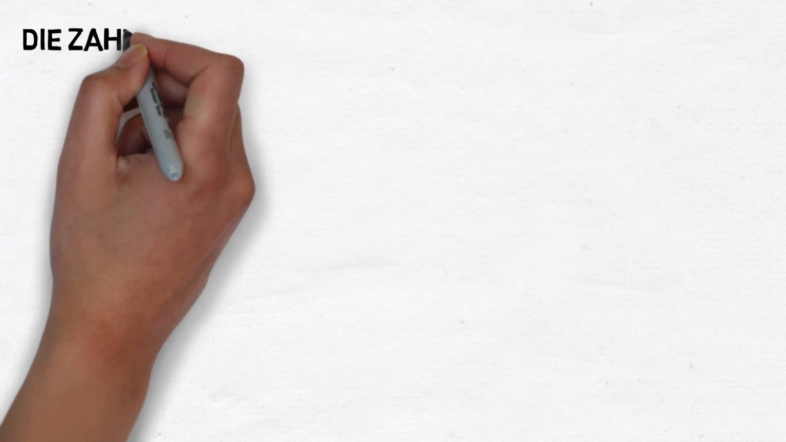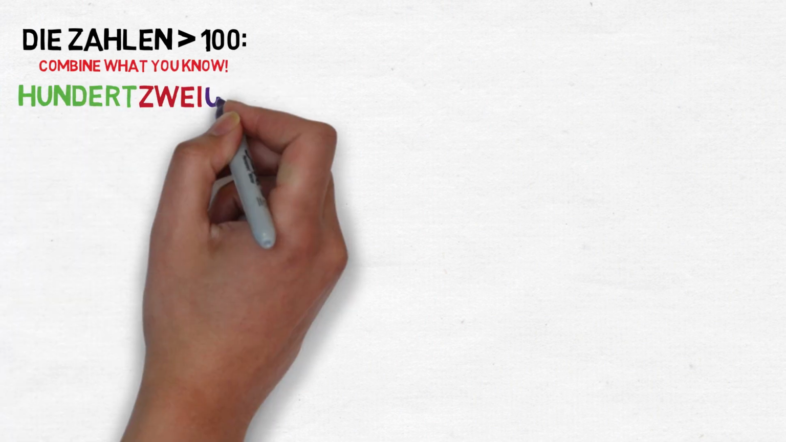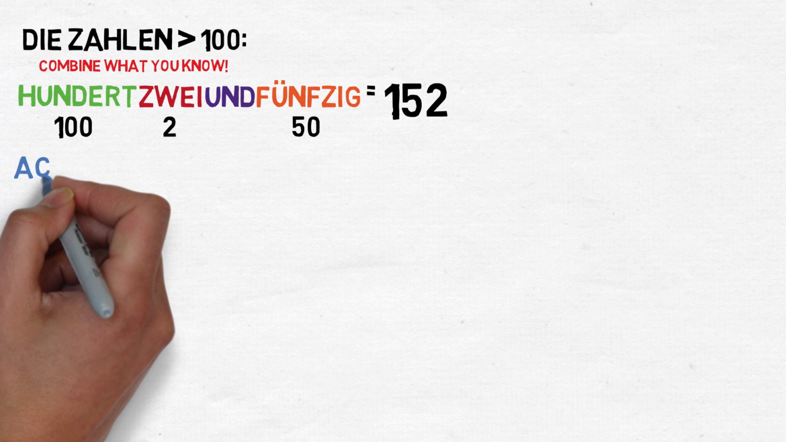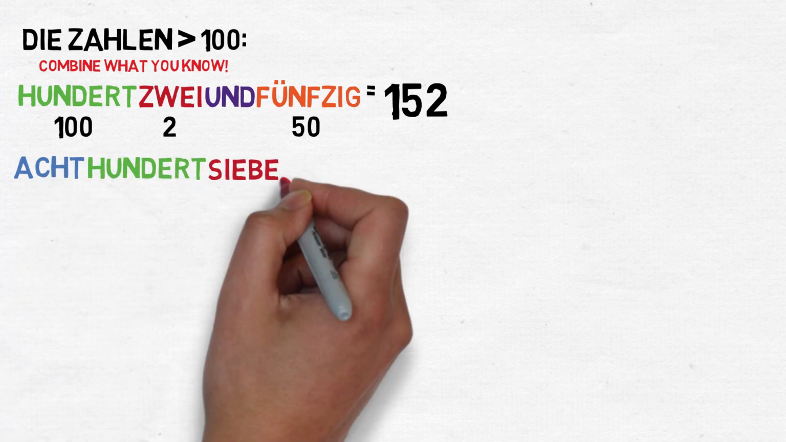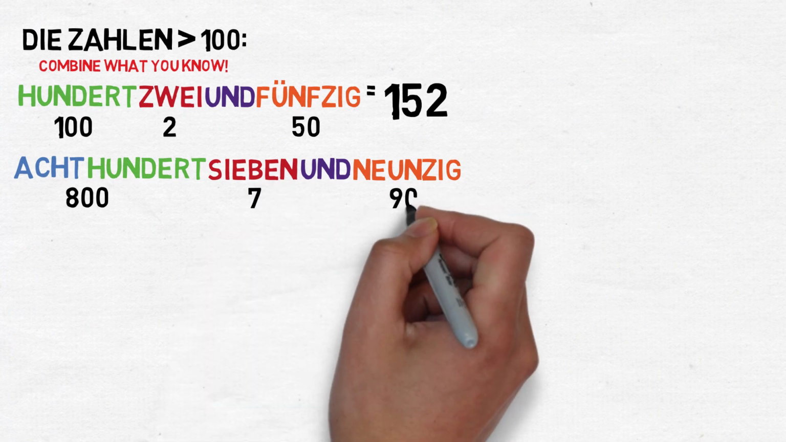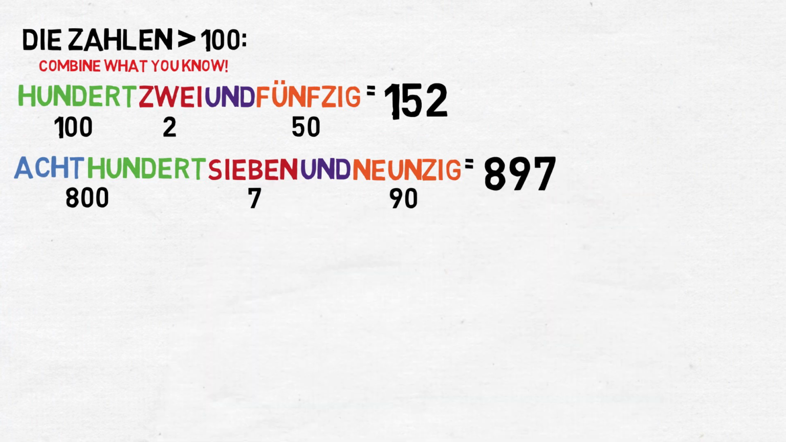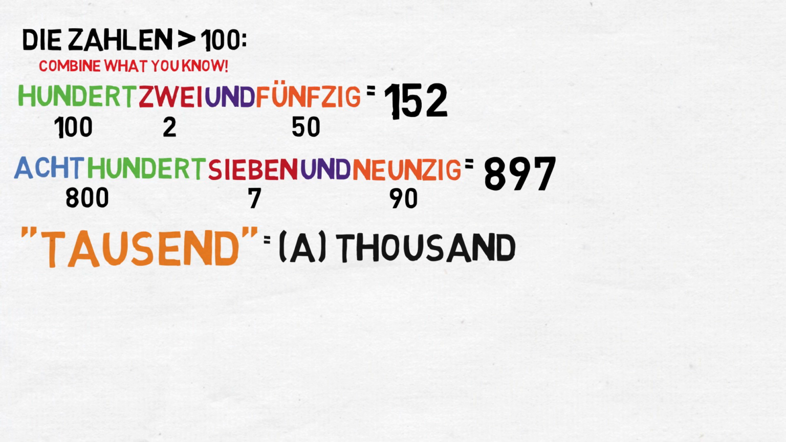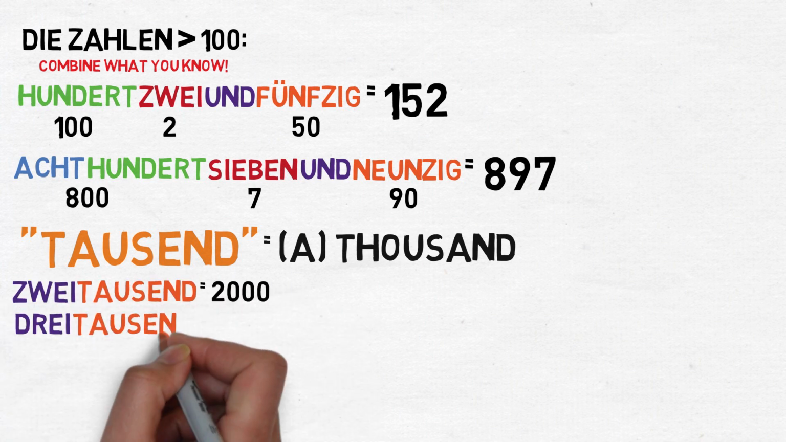After 100, we can combine what we know. 152. 100, 2 and 50. 152. 897. 800, 7 and 90. 897. The word 1000 means 1,000 and can be combined in the same way. 2000, 3000.